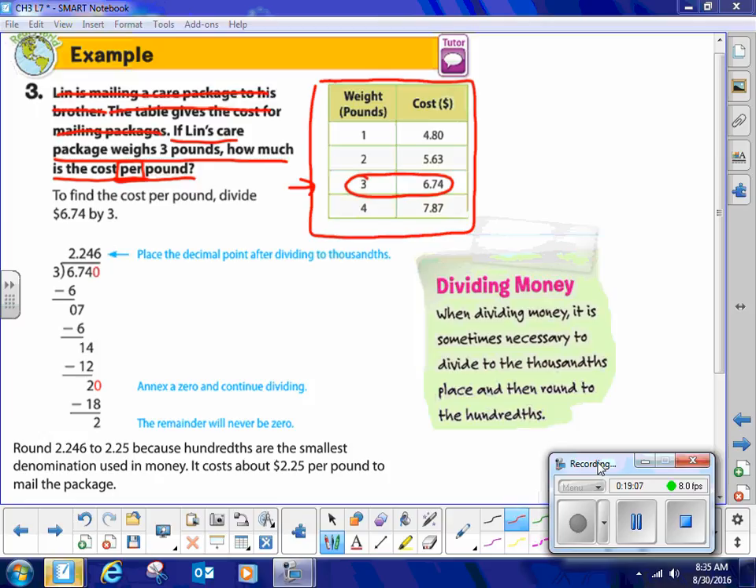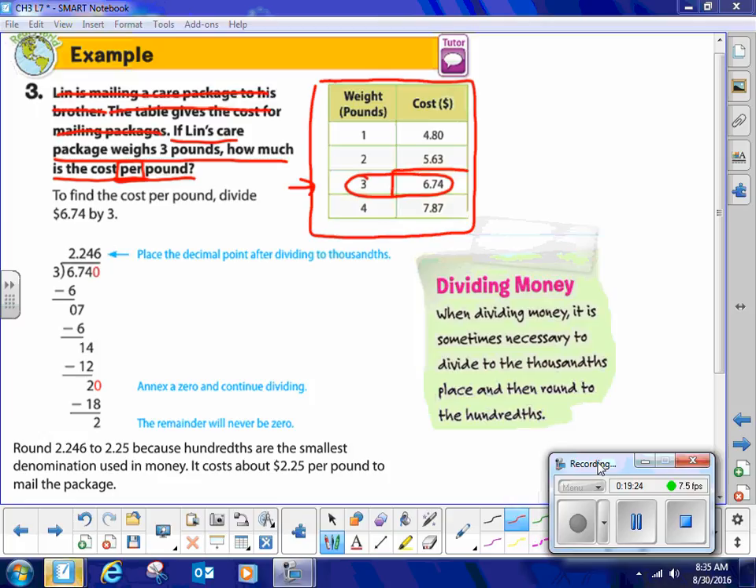All right. To find the cost per pound, divide 6.74 by 3. That's what you're doing here, right? You just got to set this up. That's how you want to set it up. It's just like that. Okay, they do it over here, and they do the work. They annex the 0, and they come up with 2.246 in the end.